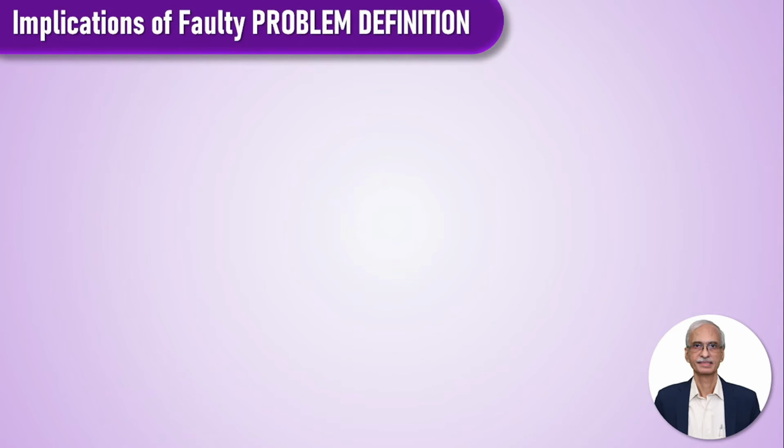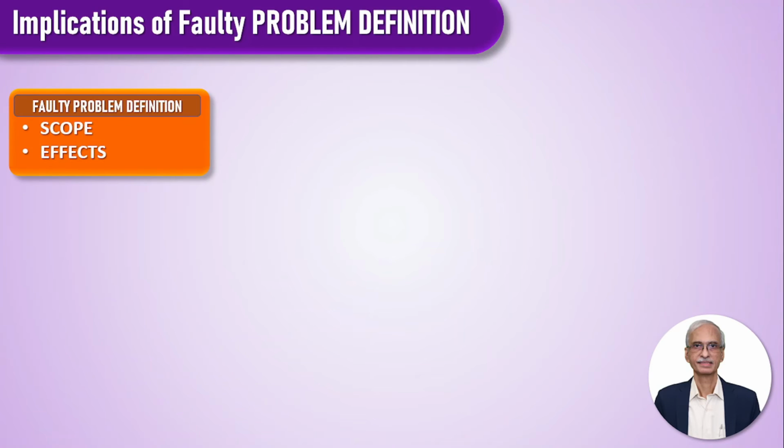What are the implications if you do not define the problem correctly or you do a faulty problem definition? Let us see the implications now. The implications could be with respect to both scope, that is, where exactly the problem is, what areas or what parts of the business system are affected by the problem, and effects, that is, what is the impact of the problem, what is the extent of damage the problem is causing, where all is it causing.